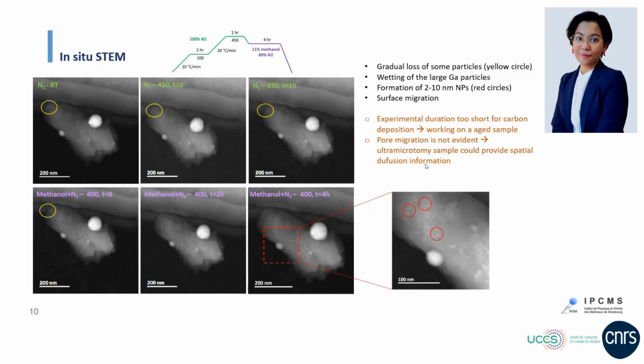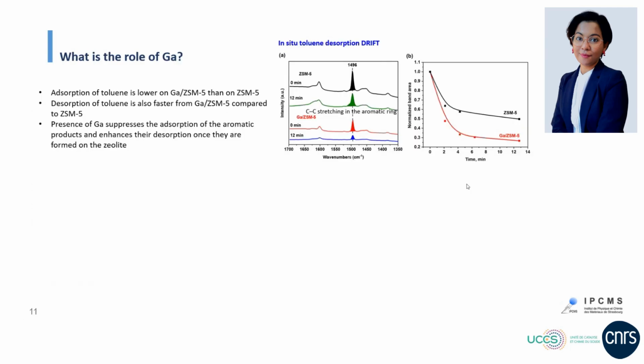So clearly, in order to have a profound understanding, one can carry out studies with ultramicrotomy samples, but that would require a lot of trial and error in terms of sample preparation. But clearly, there is an interest in there. So having said that, we still need to understand the role of gallium. Thanks to other techniques, we could eventually have an idea about how the gallium presence can help with the stability of the zeolite catalyst. So we have carried out FTIR.